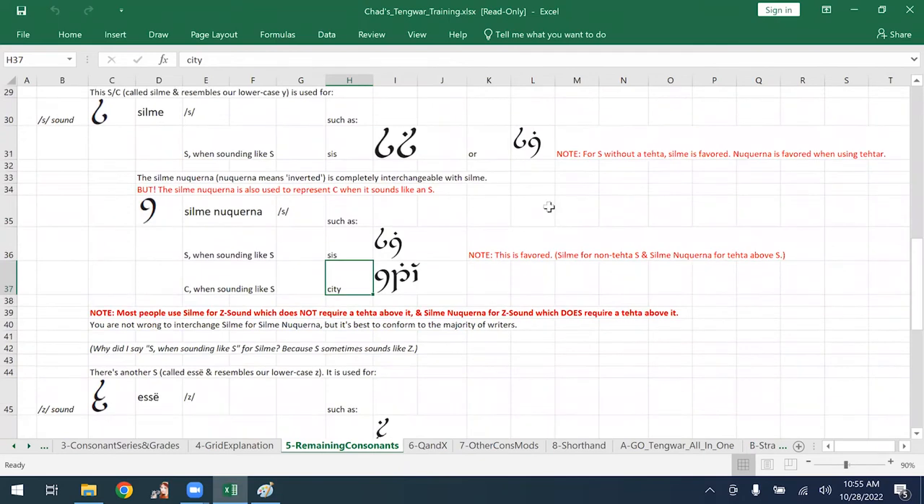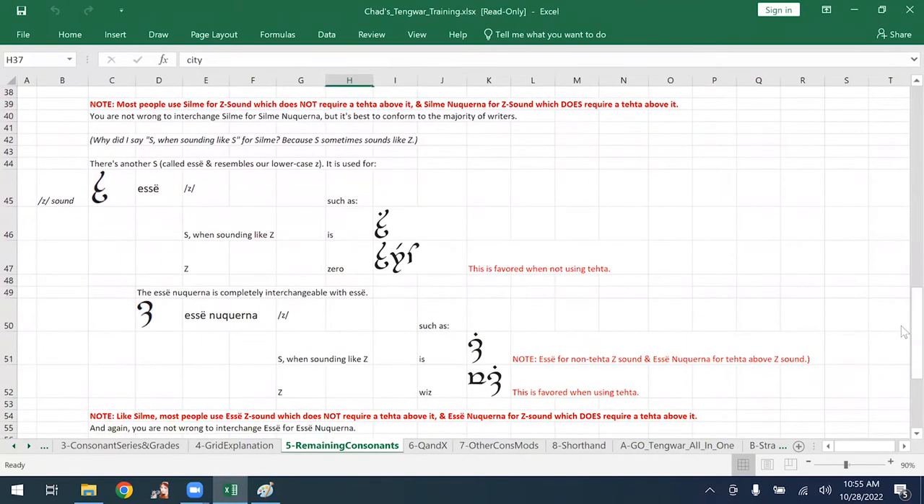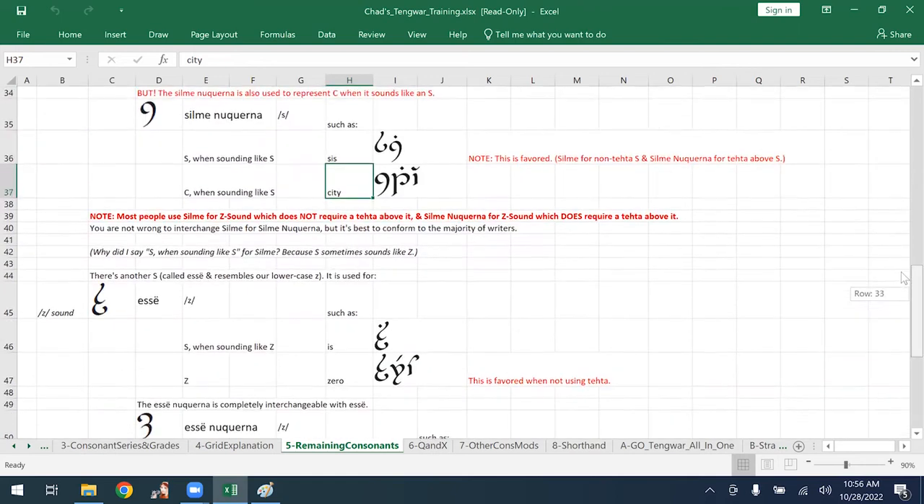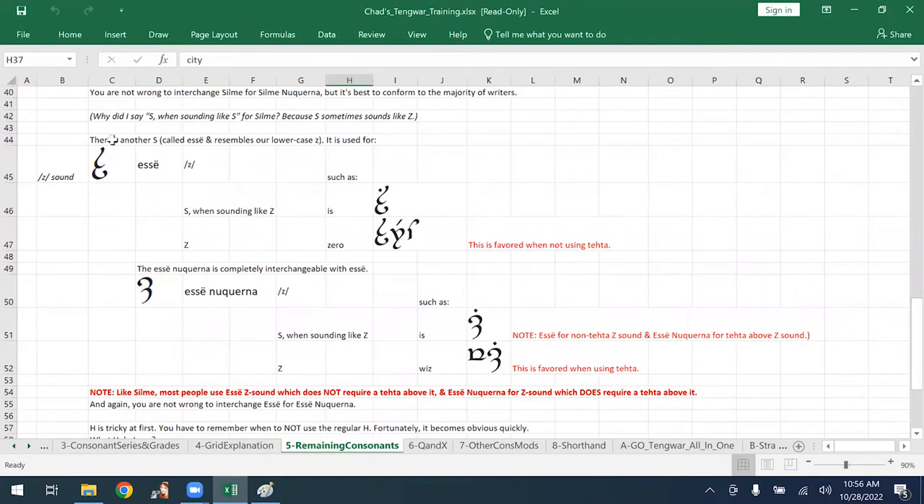Now I'm going to move on. There's actually two S's. There's an S that sounds like an S, and there's an S that sounds like a Z. So most people use silme for the S sound. This right here should be, yeah, I need to fix that. So then here we go with the esse. Esse kind of looks like a Z. So this is a Z or an S when it sounds like a Z.